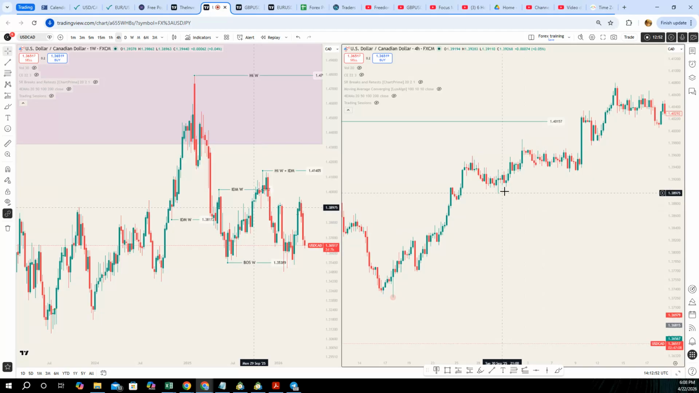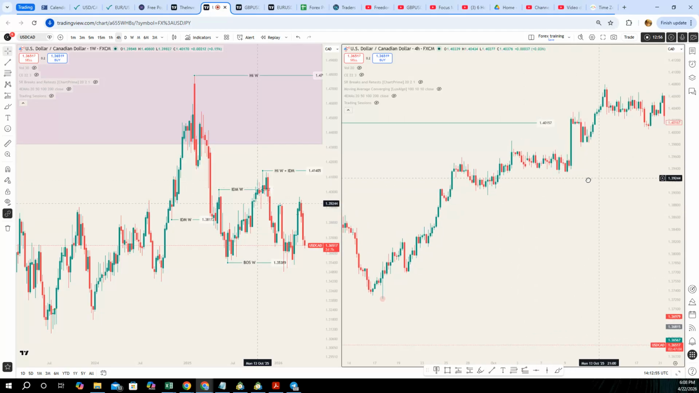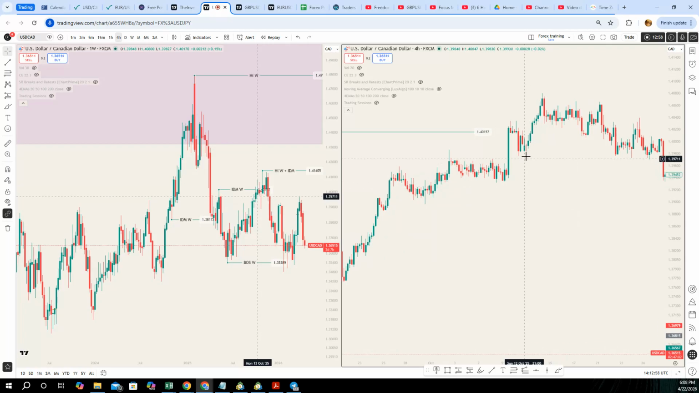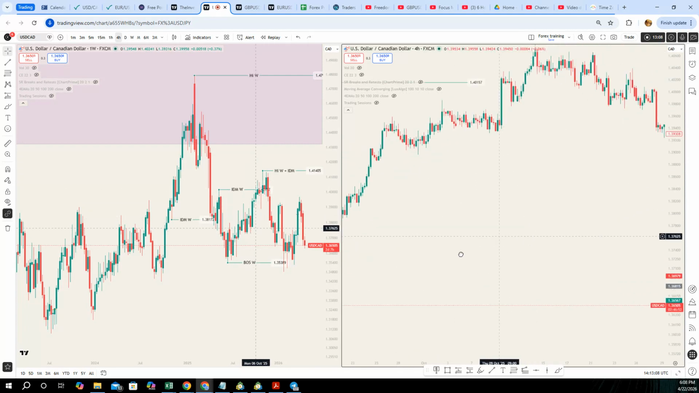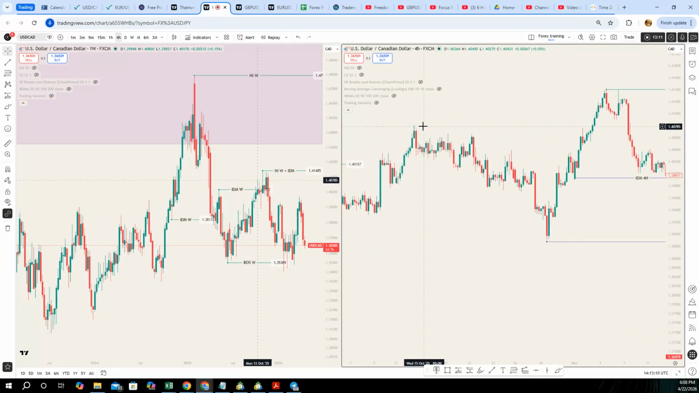We don't have an inducement that has been hit for this high. So this is the inducement. Okay, this inducement has been hit here. So this is the high and this is the low. Since this has now been hit, this is the low.